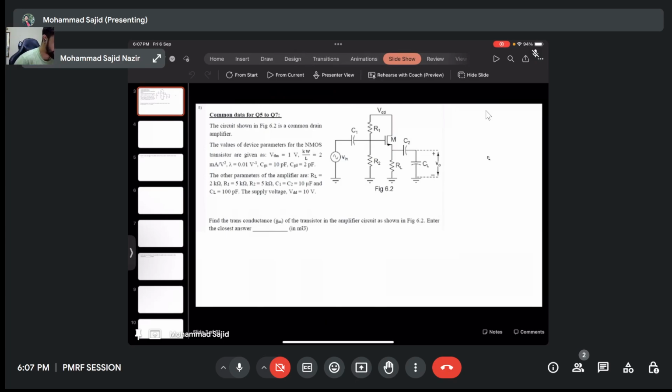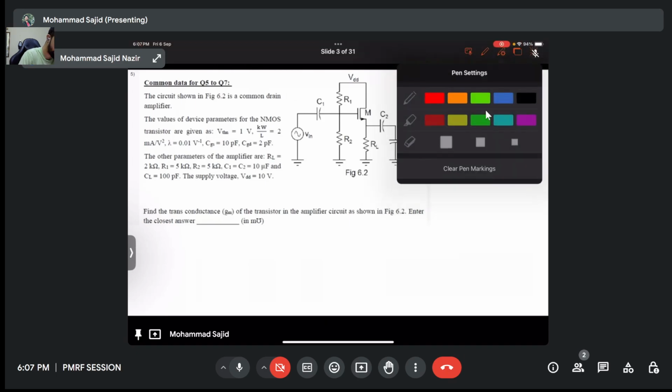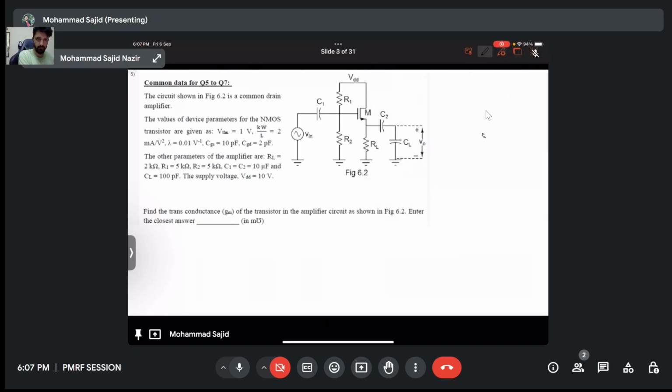Oh, so we need to wait for some time. The pencil somehow is not charged. So let me try with my fingers.